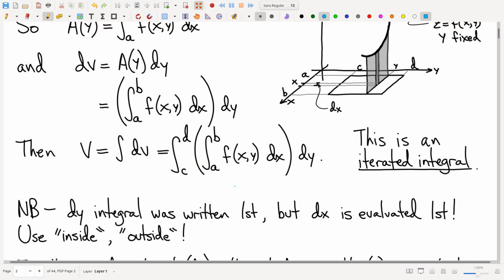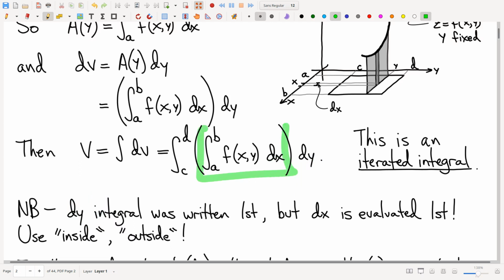Okay, so terminology. It's tempting to refer to these integrals as, well, there's the first one and there's the second one. There are two of them, so why not first and second? The problem is that as we constructed this integral, the dy integral was written first. And then the dx integral was written second as part of our construction process. But how are we going to compute this thing?